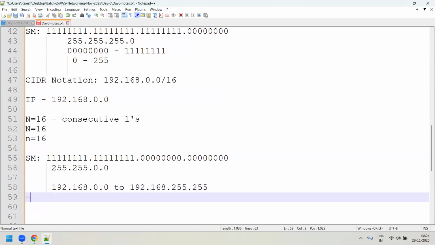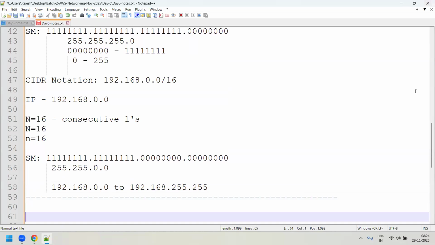Yes, one doubt. In the last one, 192.168.0.0/16, how many IPs do you get? 255 into 255? So see here what happened. This is the starting range, and you can have up to this many IP addresses.